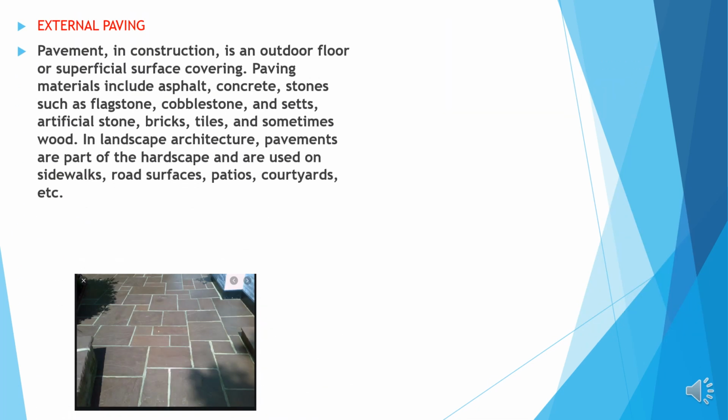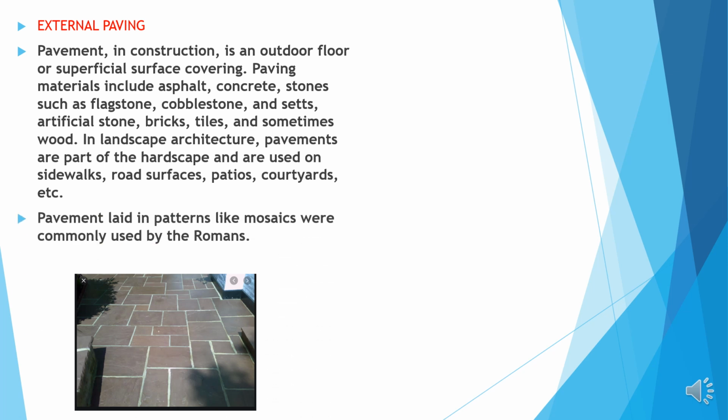External paving. Pavement in construction is an outdoor floor or a superficial surface covering. Paving materials include asphalt, concrete, stones such as flagstone, cobblestone, and a set of artificial stones, bricks, and tiles, and sometimes wood. In landscape architecture, pavements are part of the landscape and are used in sidewalks, road surfaces, patios, courtyards, etc. Pavement laid in patterns like a mosaic were commonly used by the Romans. This is the methodology of how to do an external paving.